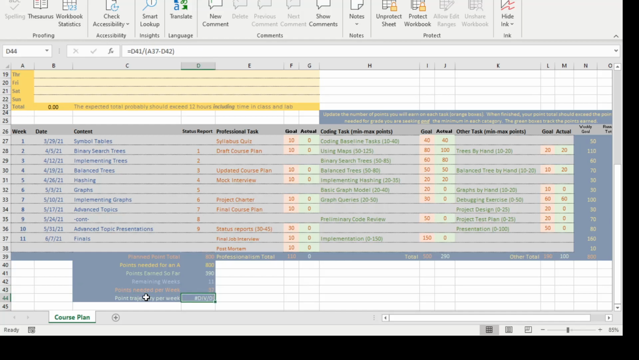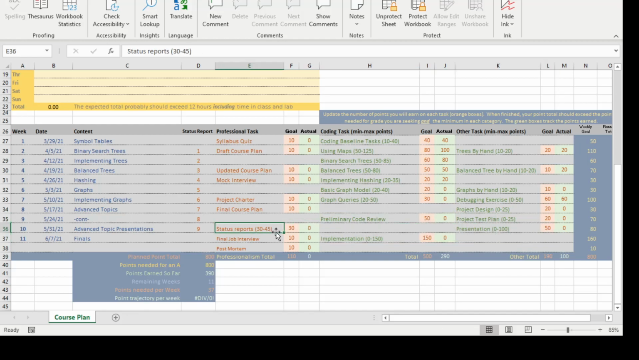And then the trajectory per week would say, well, I've done 8 weeks and I've earned 390 points, so I've earned about 50 points a week, which means my trajectory better kick up. Which means I either need to look at the things I'm going to earn, is it going to get me there, or I need to make a plan for how I need to catch up.